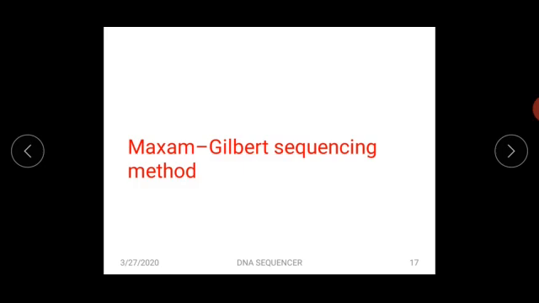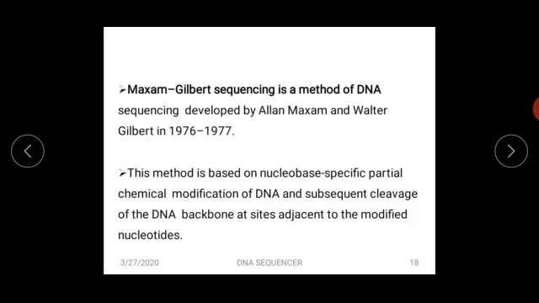Similarly, there is another method that is called the Maxam-Gilbert sequencing method. This was developed by Alan Maxam and Walter Gilbert in 1976. This method is based upon nucleobase specific partial chemical modification of DNA. How is it done?